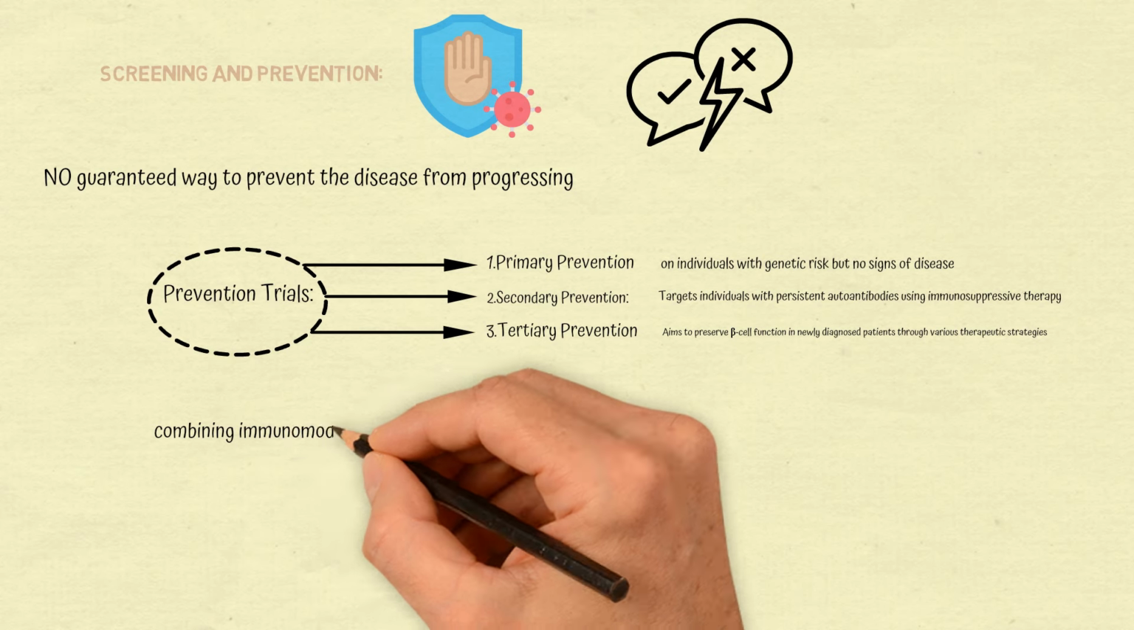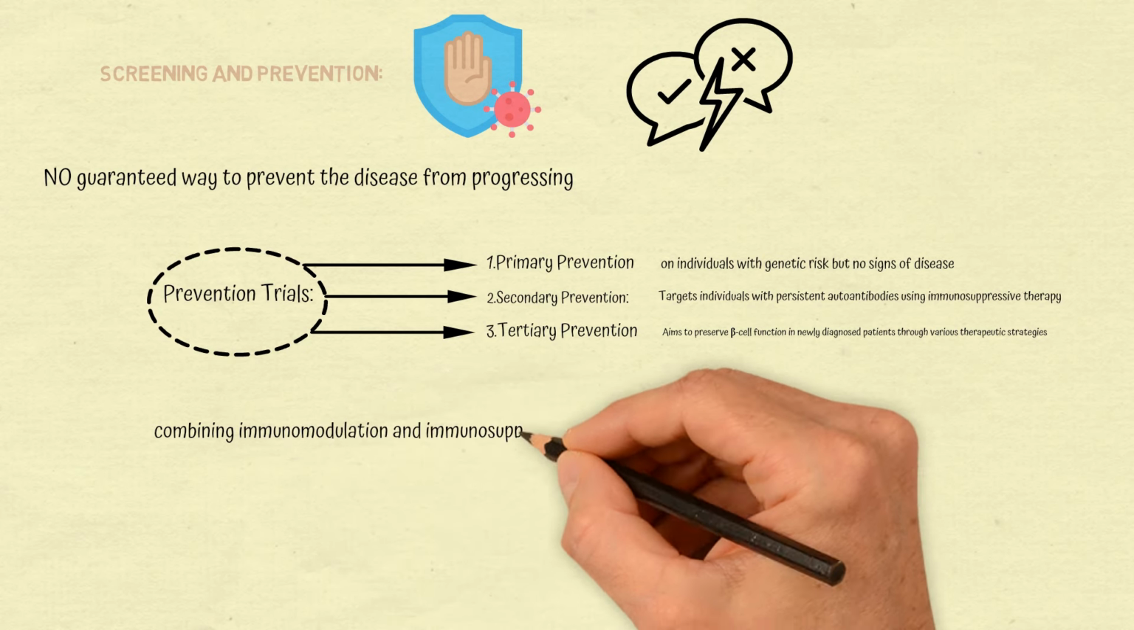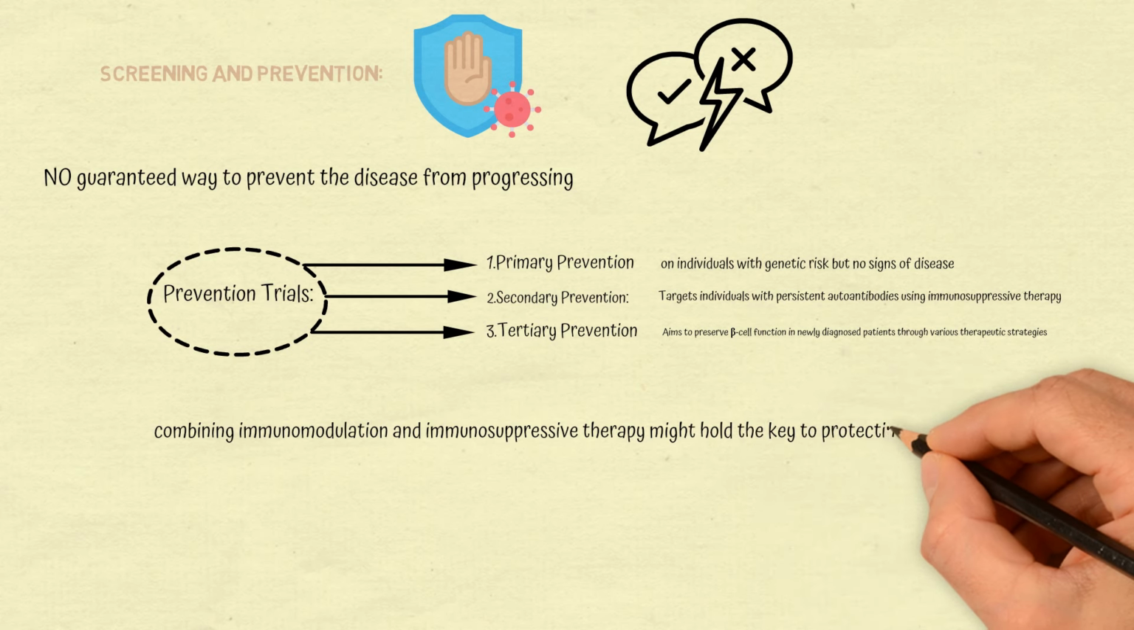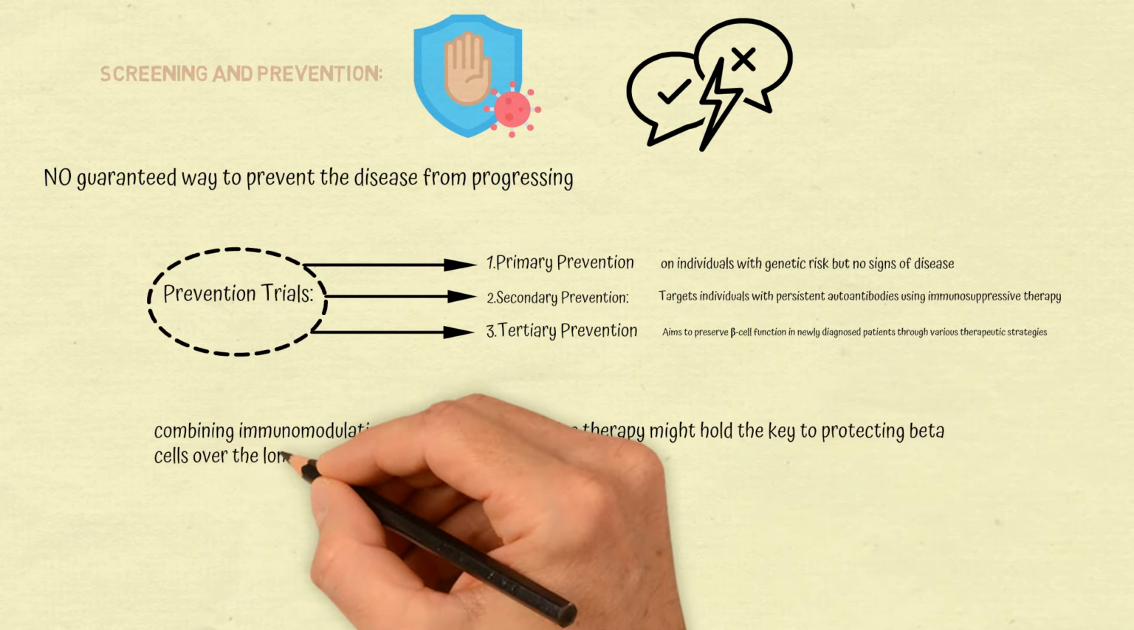Some experts suggest that combining immunomodulation and immunosuppressive therapy might hold the key to protecting beta cells over the long term, but this is still under research.